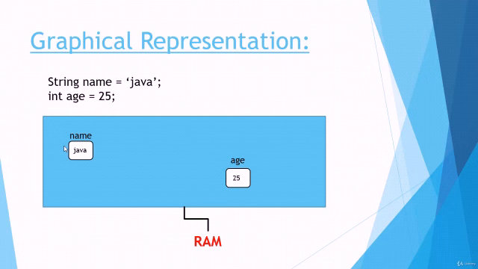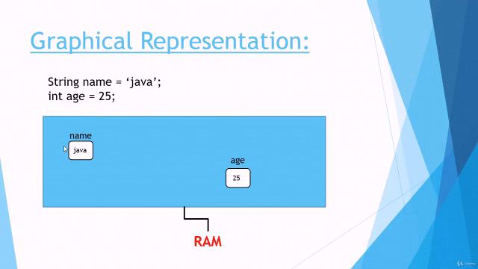I repeat once again, first of all you have to type the name of the data type, then you have to type the name of the variable, then you have to give the value that you are going to store in that variable. In the first line I am going to store Java, which is a string value, in the name variable. And you can also see in the RAM that there is a white box, the memory location with the name, and in that box we have stored the value Java.